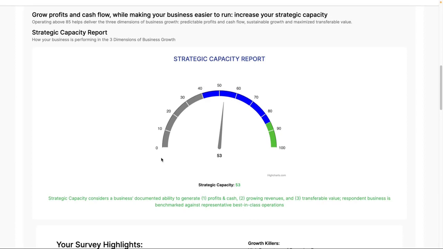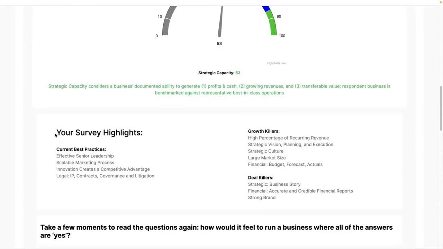The challenge is that the business may not have the chops. It may not have the cash, the people, and the processes to move from 2 million to 5 million. It does not have the strategic capacity to move to 5 million. And that's what we're communicating here. 3 dimensions of growth stated again. What are they doing? What is the business doing well? What are their growth killers and deal killers?